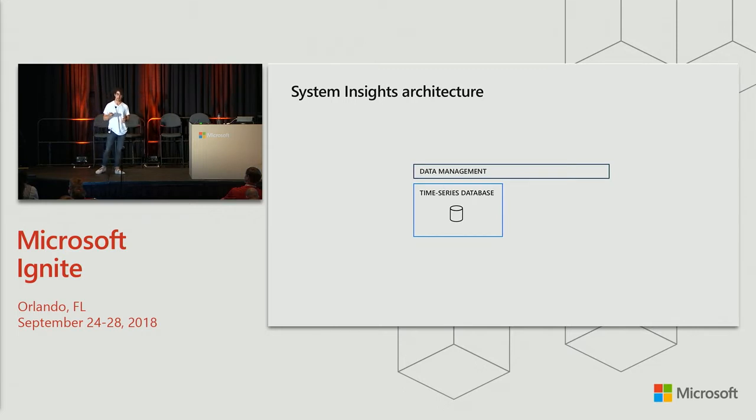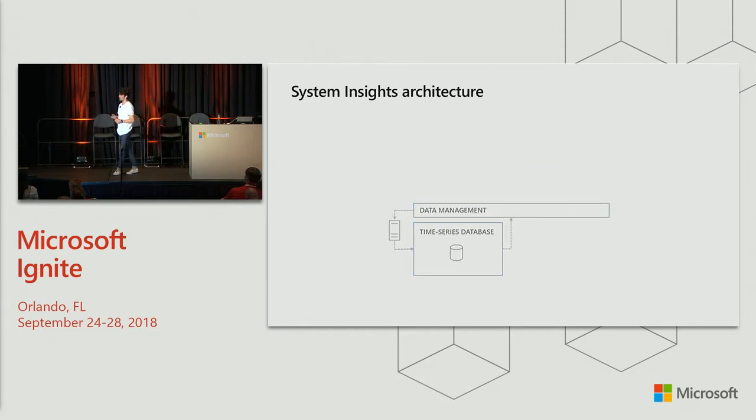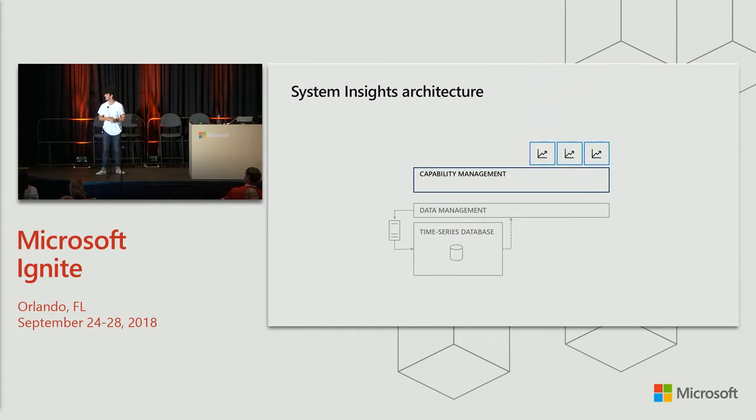On top of that, we expose a data management layer. This will actually go throughout your machine, integrate with the right APIs, and collect that data to store it in that database, and it will query from that database as well. On top of that, we have the capability management layer. This is responsible for providing the unified management interface across all of your capabilities. It stores the configuration information, it stores the prediction history and other capability metadata.